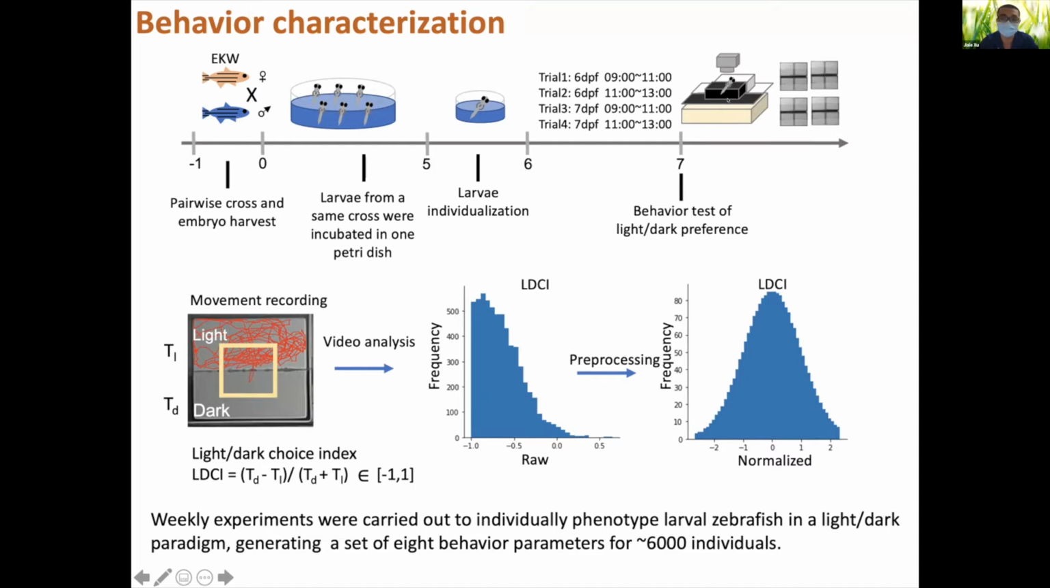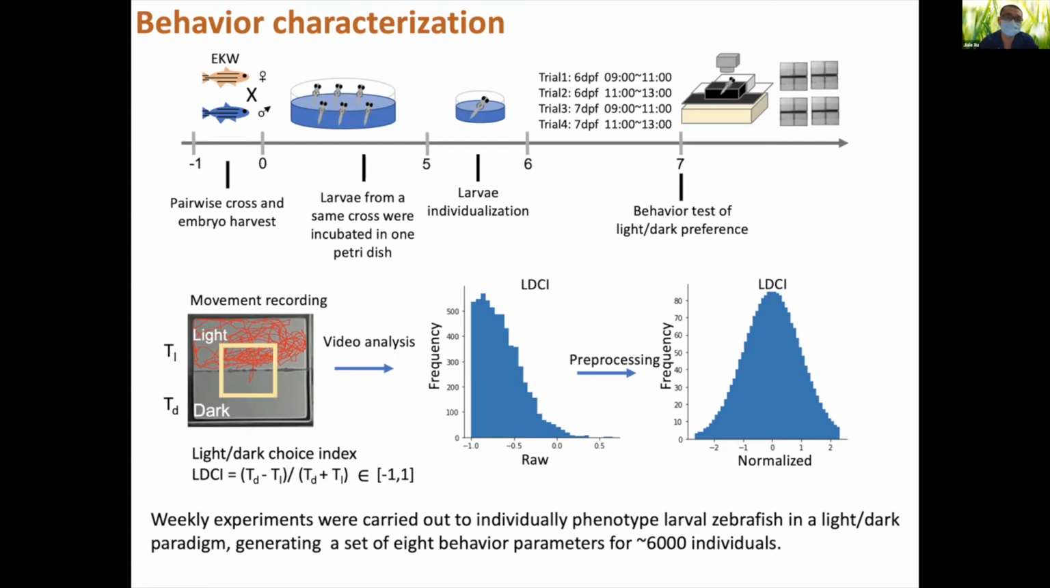So we just recorded their swimming movements in this arena for 8 minutes, and we recorded like 60 individuals at the same time. So it usually took us about 2 hours to record all the 192 individuals. And for each individual, we test them in a total of 4 trials, 2 on 6 dpf and the other 2 on 7 dpf.